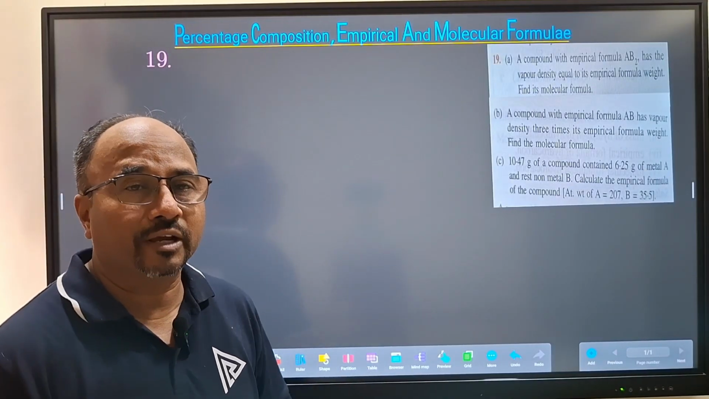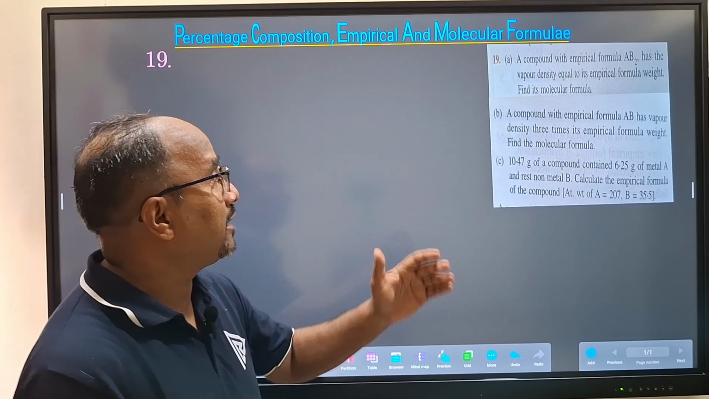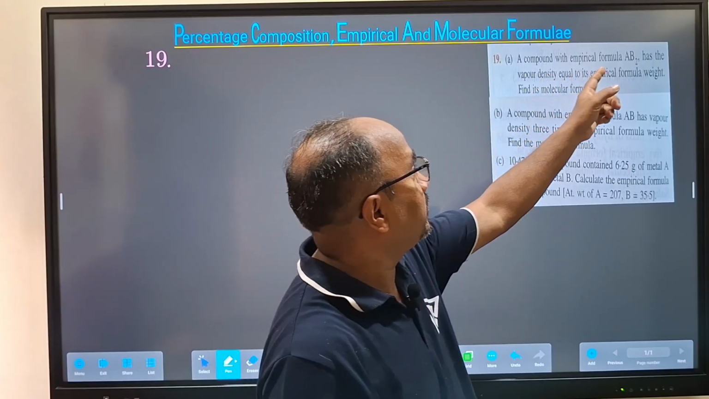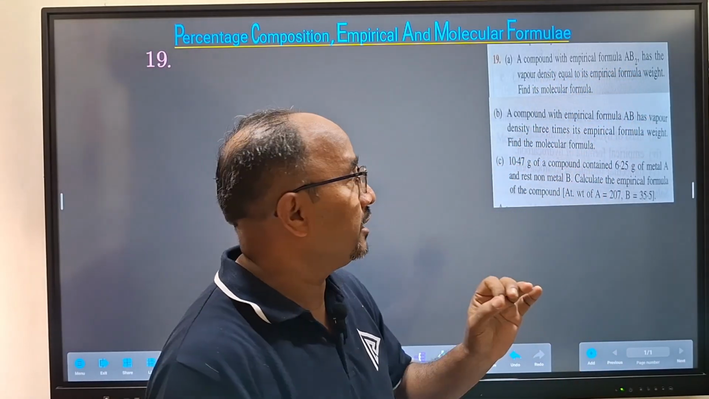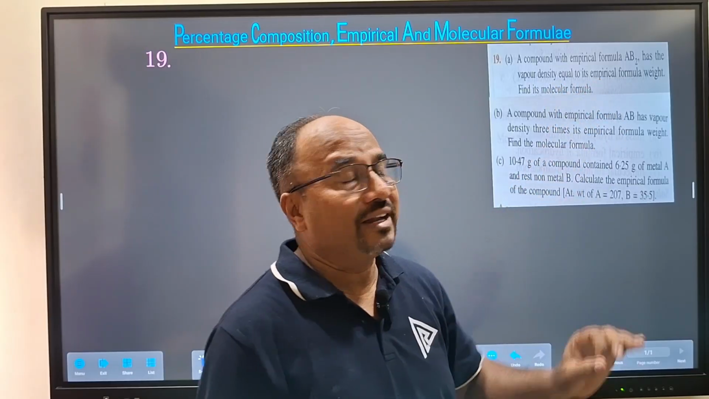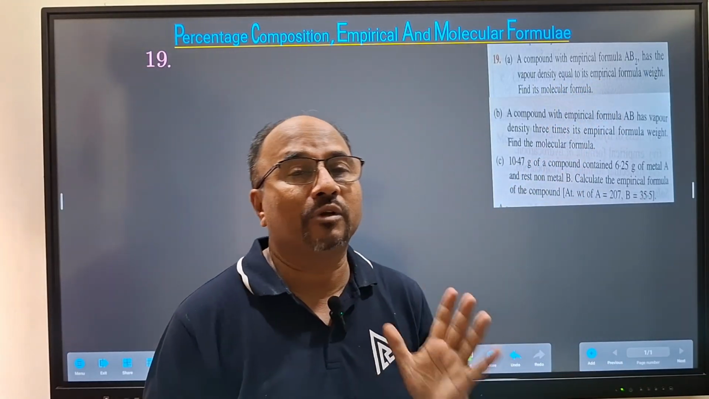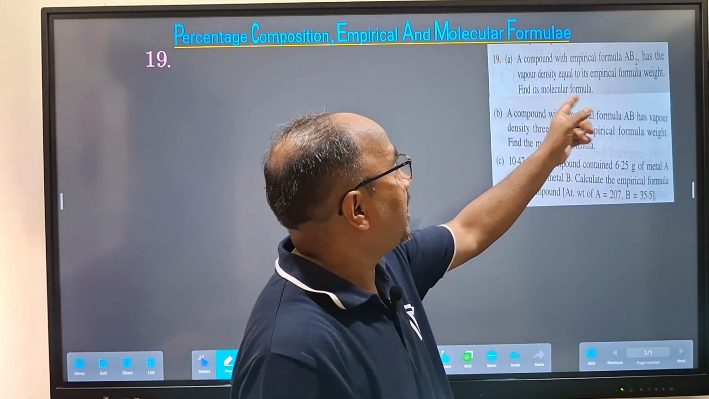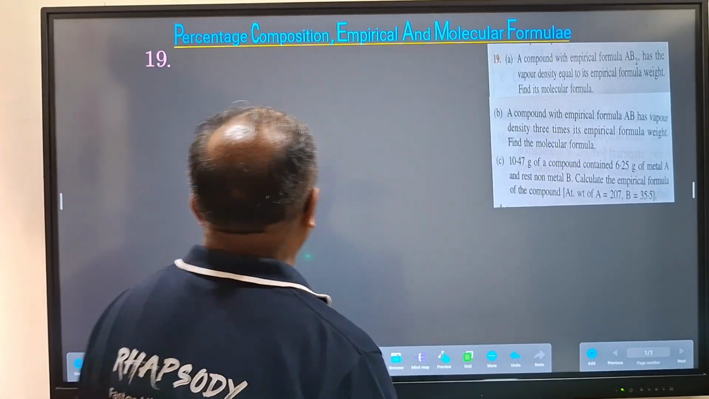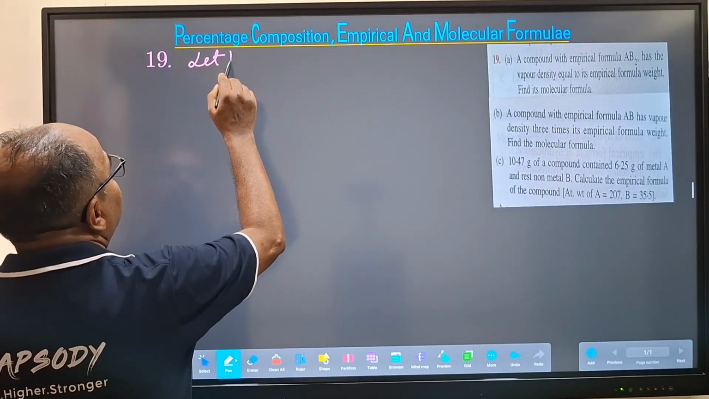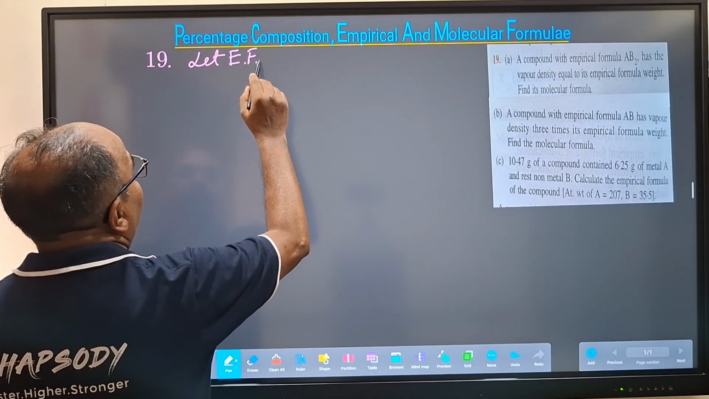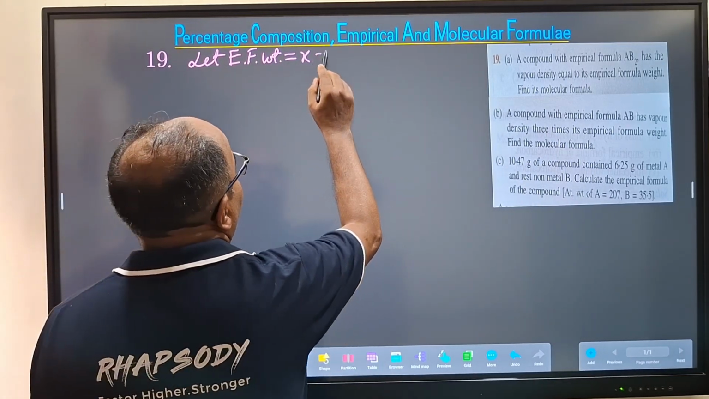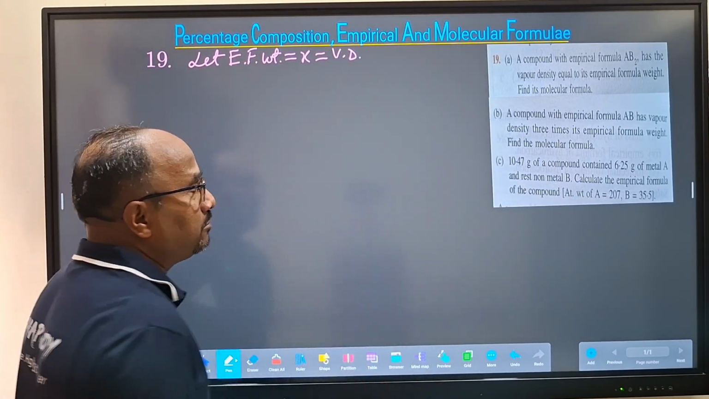Now let us see what numerical number 19 has to say. It has three parts, A, B, C. We will look at them individually. Starting with 19A: a compound with empirical formula AB2 has a vapor density equal to its empirical formula weight. So whatever the empirical formula weight is, the vapor density is the same. We are asked to find its molecular formula. So here, we will consider that the empirical formula weight is equal to X, and the vapor density is also equal to that, so the vapor density also becomes X.